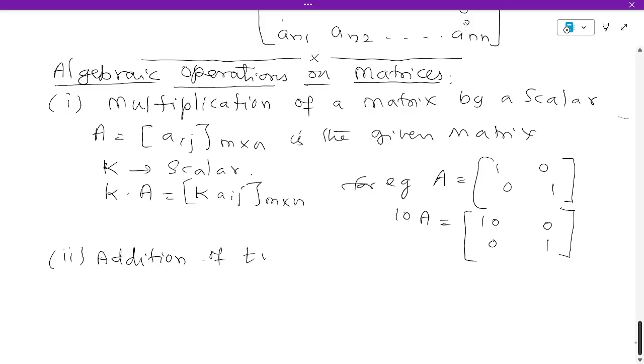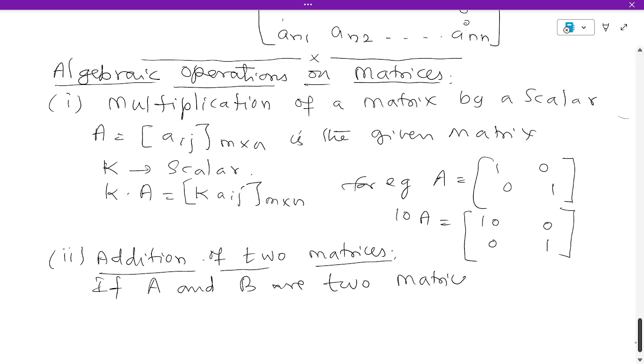Addition of two matrices. First thing is, for addition of two matrices, if A and B are the two matrices, the order should be the same. In case they are of different order, we are not able to add or subtract. The first condition is the same order. For example, if A is of order 2 then B is also of order 2, then only we can add, otherwise we are not able to add.